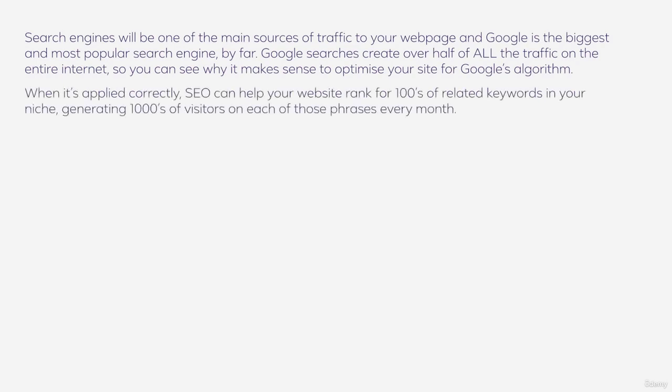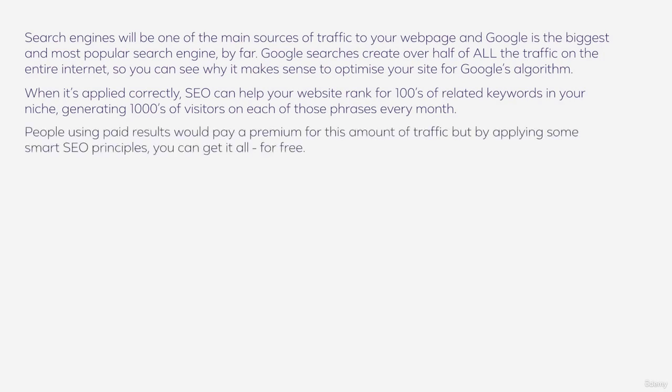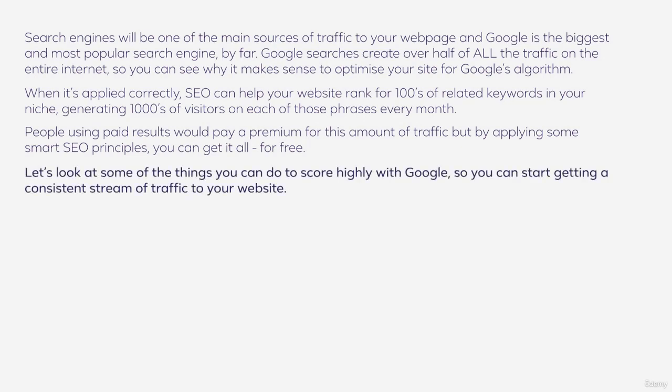When it is applied correctly, SEO can help your website rank for hundreds of related keywords in your niche, generating thousands of visitors on each of those phrases every month. People using paid results would pay a premium for this amount of traffic, but by applying some smart SEO principles, you can get it all for free. Let's look at some of the things you can do to score highly with Google so you can start getting a consistent stream of traffic to your website.